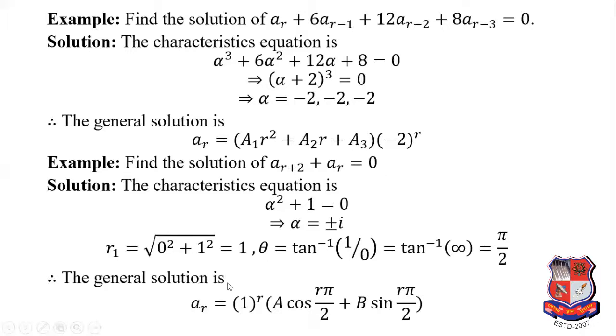Therefore, the general solution is a_r is equal to 1 raised to r, which is nothing but the value of R1, into A cos(r pi by 2) plus B sin(r pi by 2). So that's the form of the general solution in the case of complex roots.